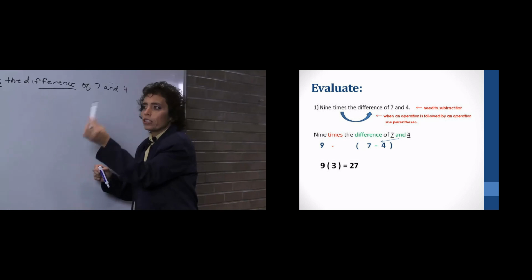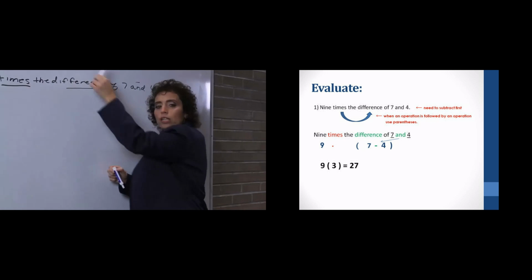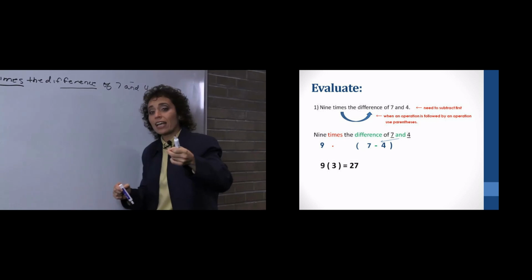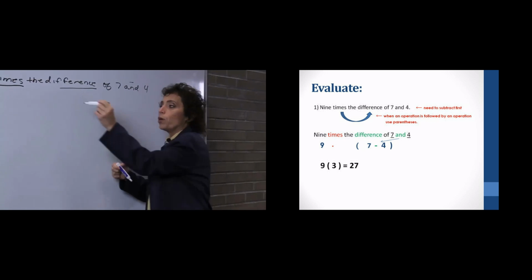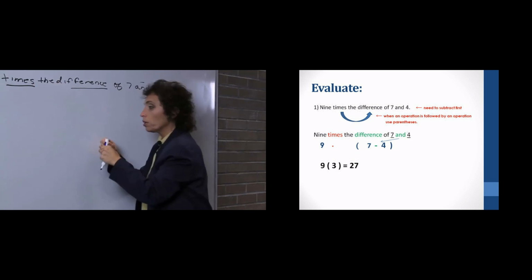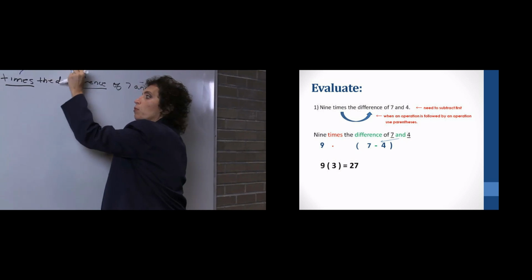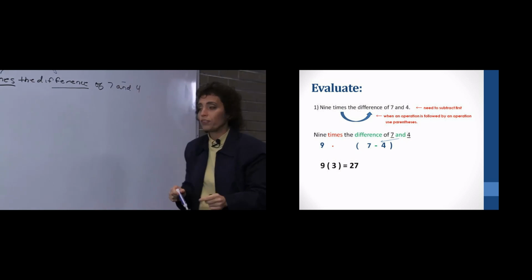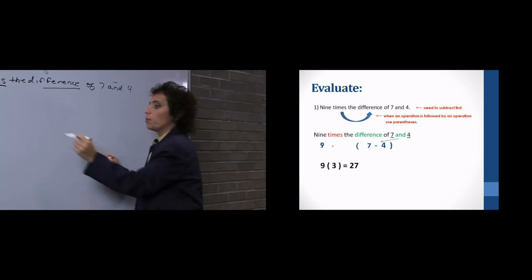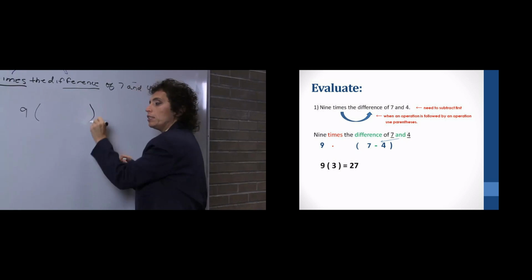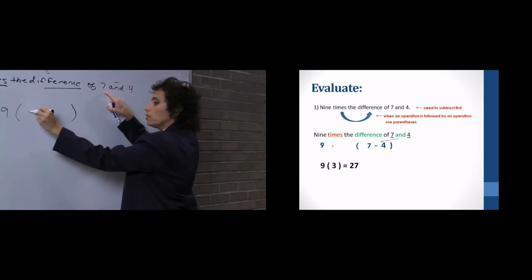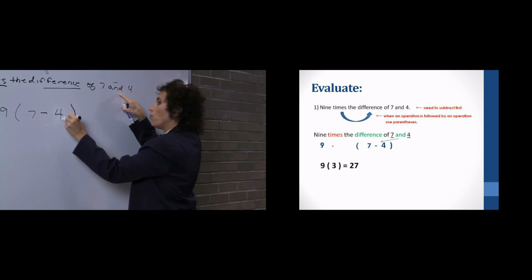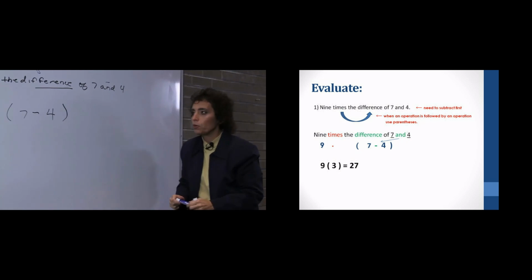So let's think about what that means. 9 times the difference. That means first we have to have the difference, and then we have to take 9 times that. Now I'm going to show you a little trick. Whenever you have an operational word followed by another operational word, that tells me to use parentheses. So watch what I'm going to do. I'm going to go 9 times the difference, and in here we'll go the difference of 7 and 4. So that's the way that will look in symbols.